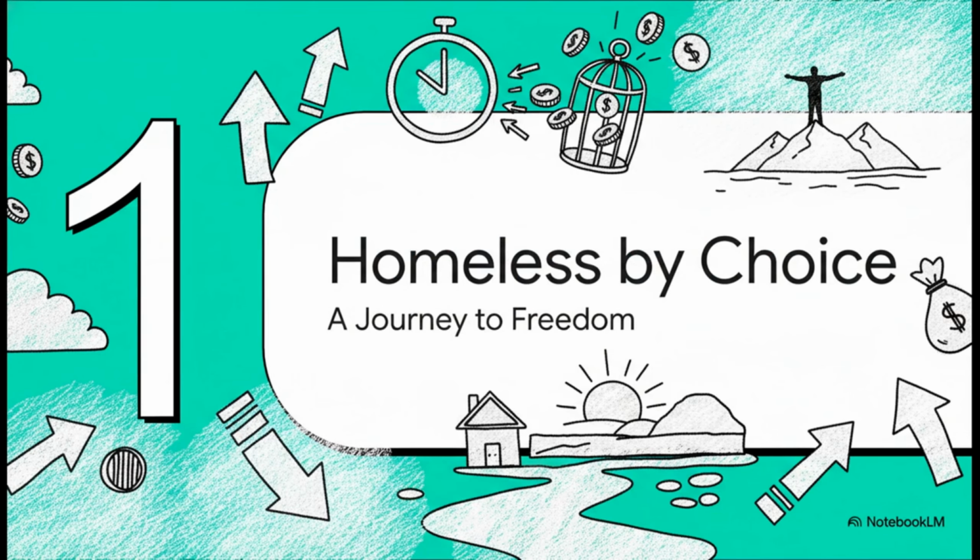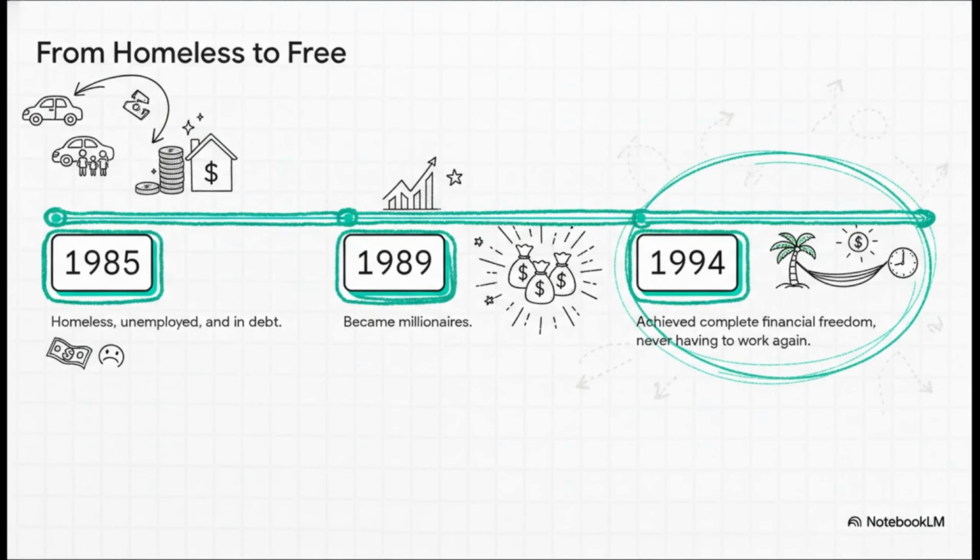It was by far the worst time of their lives. But here's the crazy part. This wasn't some story of failure. It was a choice, a deliberate and yet an incredibly painful choice. They weren't looking for a job. They were on a mission for something much bigger, total financial freedom. And their comeback story is just staggering. In just 4 years, they went from that car to becoming millionaires. And by 1994, only 9 years after hitting rock bottom, they had made it. They were financially free and never had to work for money again.